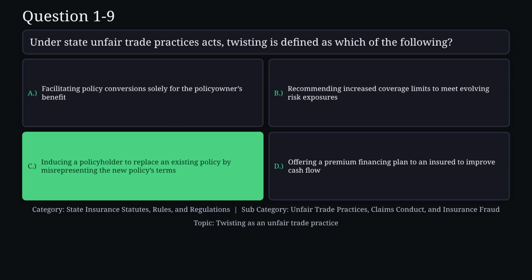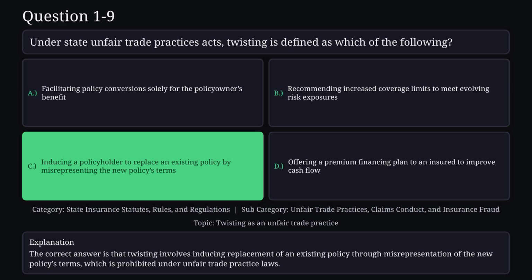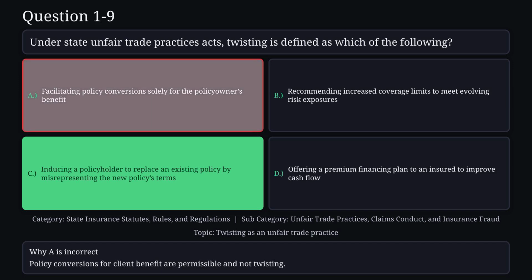The correct answer is C. The correct answer is that twisting involves inducing replacement of an existing policy through misrepresentation of the new policy's terms, which is prohibited under unfair trade practice laws. Reason A is not correct. Policy conversions for client benefit are permissible and not twisting.